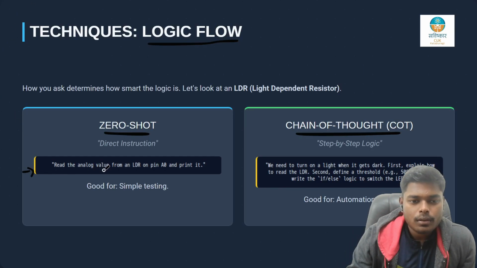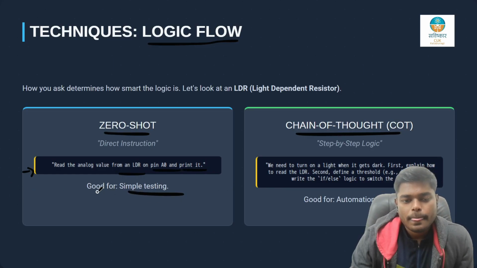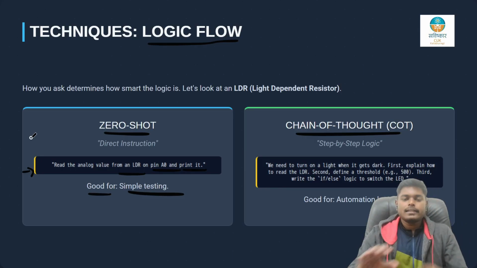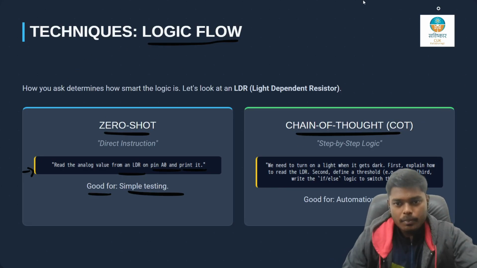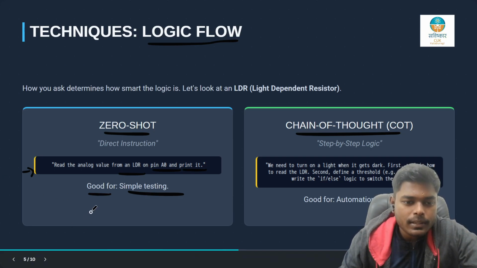For example: read the analog value from an LDR on pin A0 and print it. It's a very simple code and a very simple prompt, and it's zero-shot. Why? Because I have just written the direct instruction. But before going to chain of thought, there is another method called few-shot.